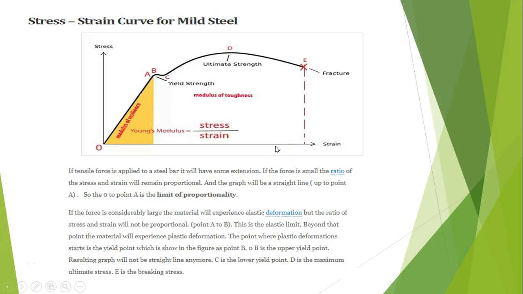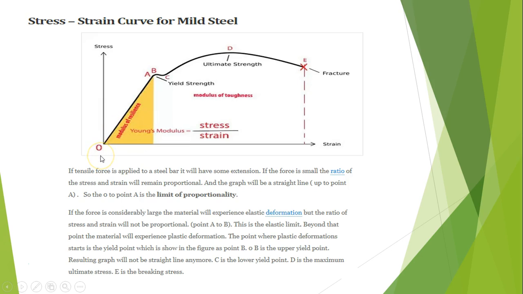Hello and welcome back. Due to the force directly applied to the earth, we get strain. We can draw in the x-axis direction the strain, and we have a stress which we can plot in the y direction.